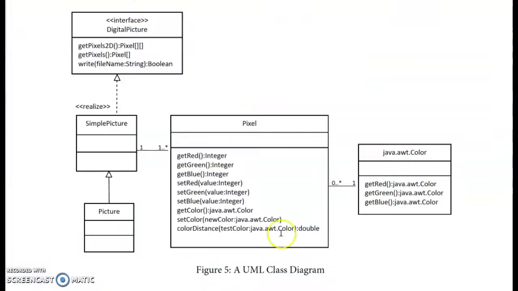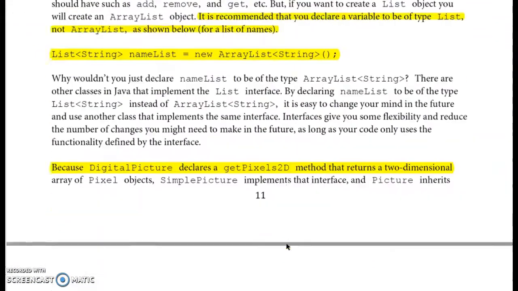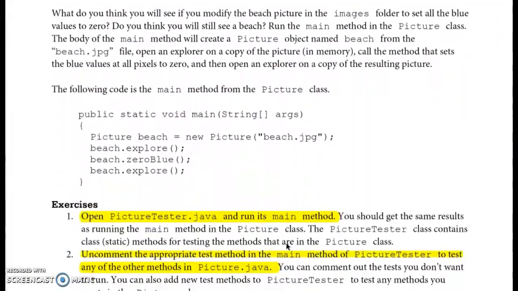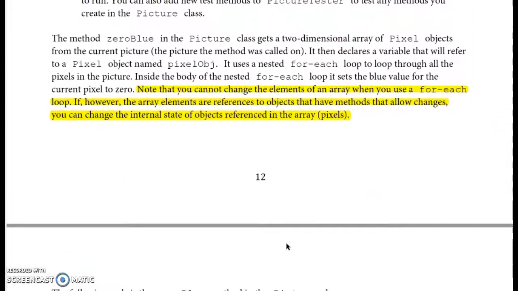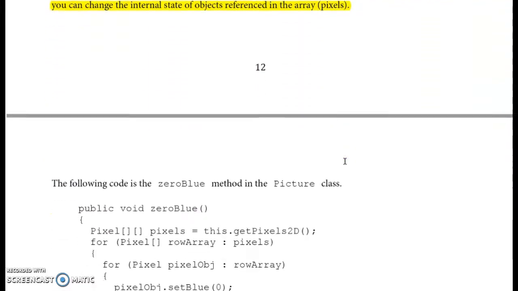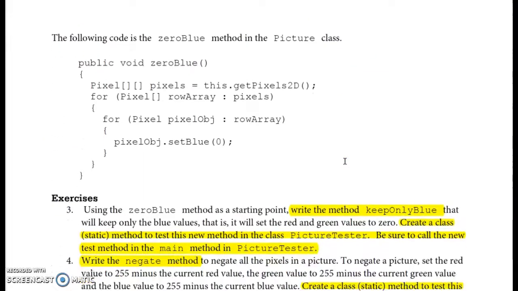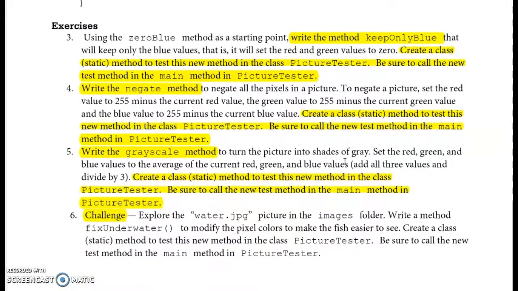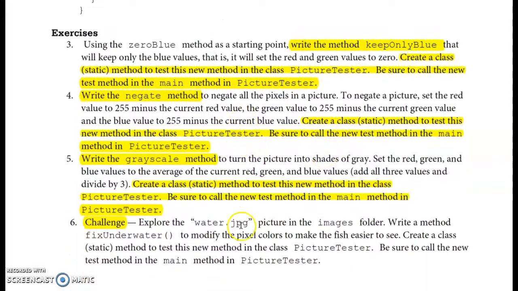Okay, so back to here. If I page down a little bit, zero blue. This was talking about the zero blue. Here's the zero blue. And now your job is to write 4 more methods. You don't have to actually skip the challenge. I wouldn't do that. It just doesn't pay off very well. So I would do 3, 4, and 5.